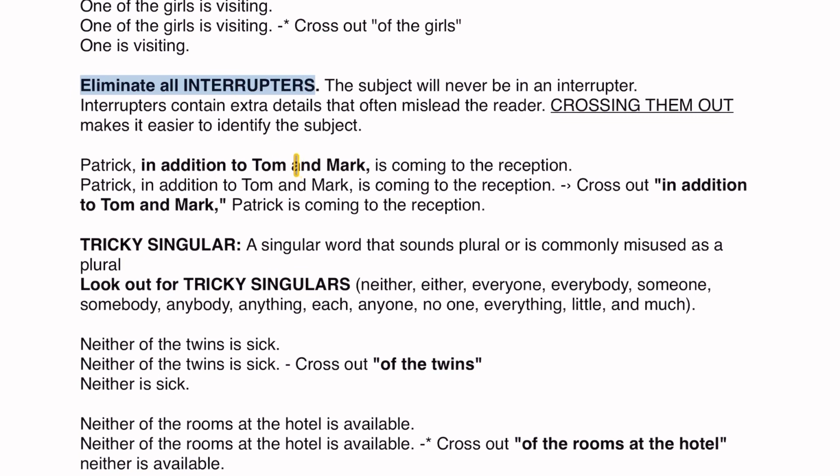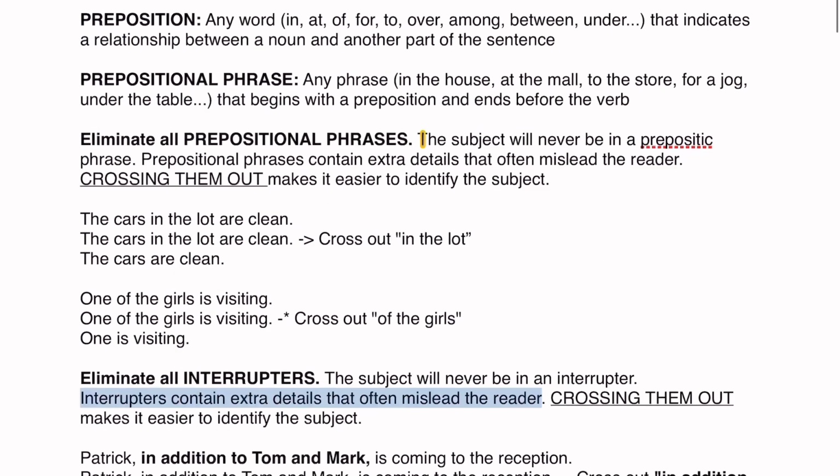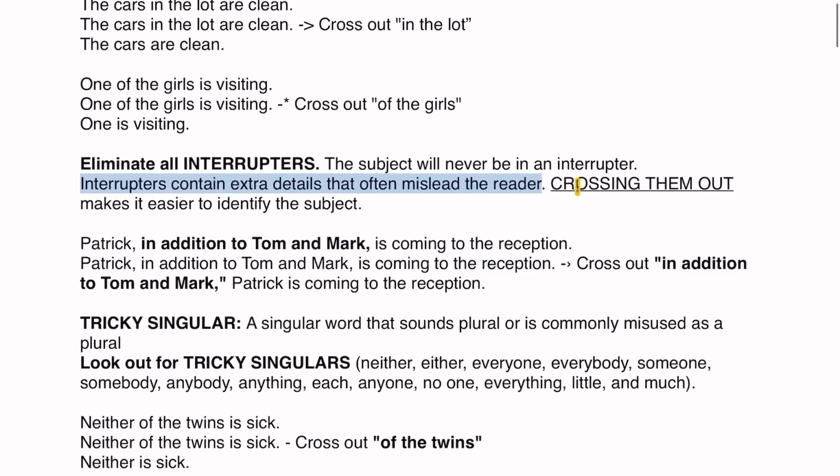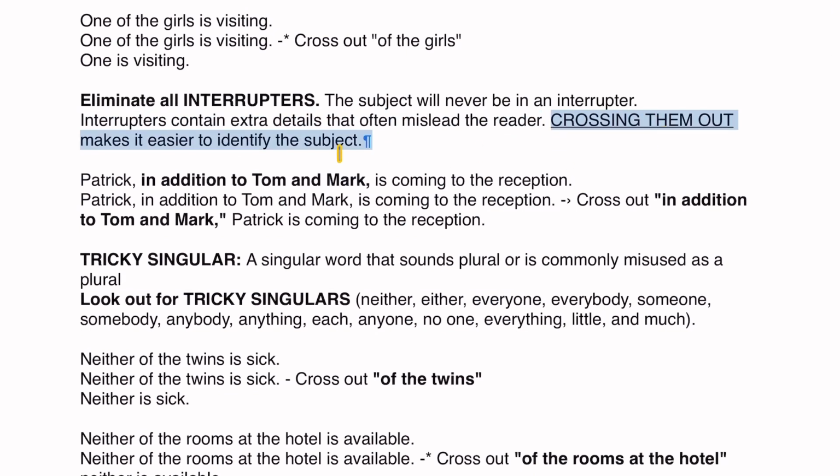تاني حاجة بقى eliminate all interrupters. Eliminate all interrupters. يعني ايه interrupters؟ The subject will never be an interrupter. السبجكت اللي هو قلنا عليه قبل كده محمد هنستخدمه كمثال بهدلناك يا محمد معانا شوية will never be an interrupter. يعني ايه interrupter؟ An interrupter contains extra details that often mislead the reader. الله ده نفس الكلام بقى بتاع prepositional phrase. Extra details اللي بيلخبطني. Crossing them out makes it easier to identify the subject. يبقى نفس الموضوع هنا، حاجة بتديني معلومات زيادة في الجملة لكن تلخبطني عن السبجكت.